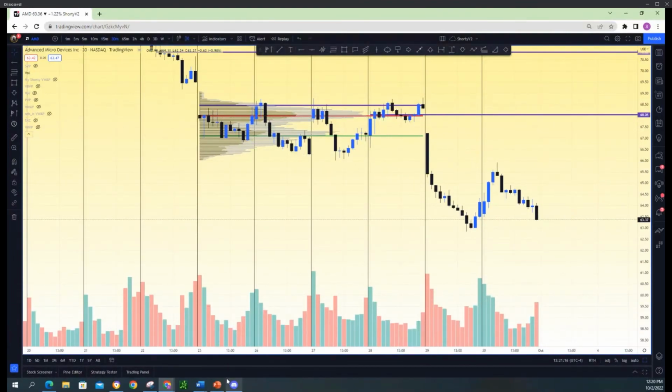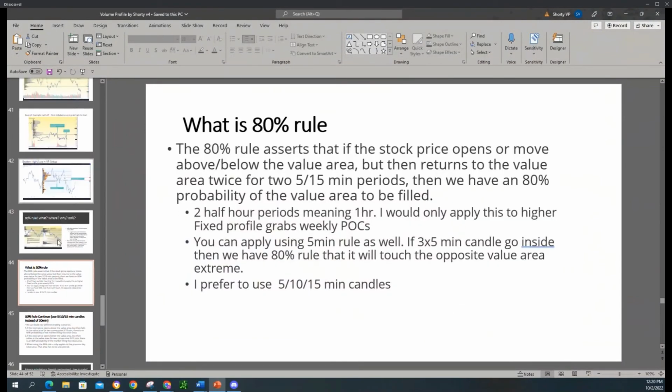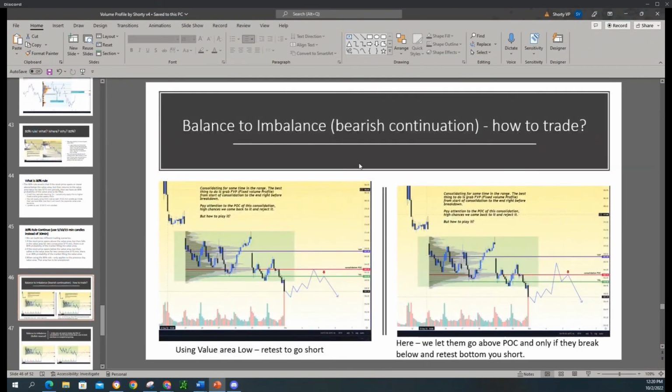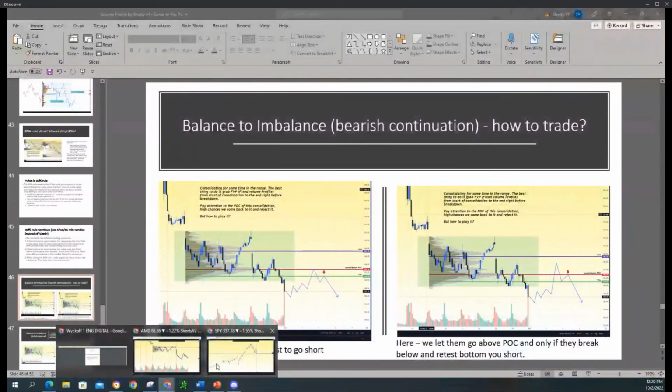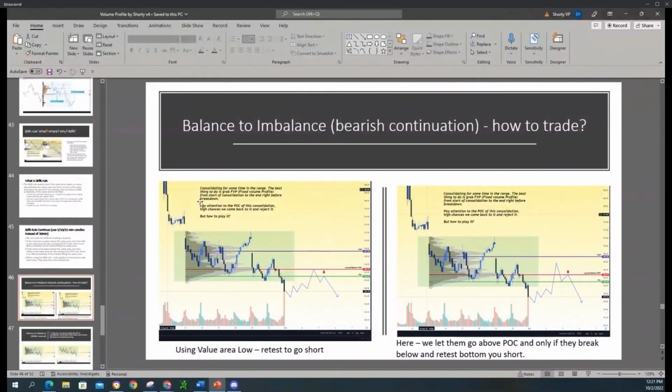In the PowerPoint, I gave you an example as well on some of what I'm just talking about. The 80% rule is explained in there, a lot of notes. Here's what I'm talking about: balance to imbalance, which is pretty much what I just explained to you. Here's your balance, here's your imbalance. Now, if you go to the PowerPoint, using value area low retest to go short. You can go and retest the value area low. Once you go to the POC, you let it drop, come back for the value area low. So it's a 1-2 setup and you short the value area low.